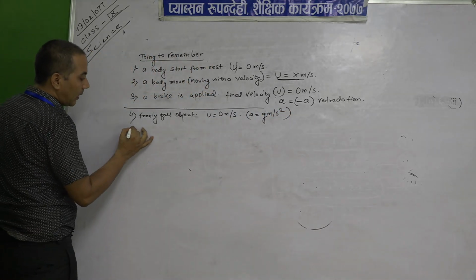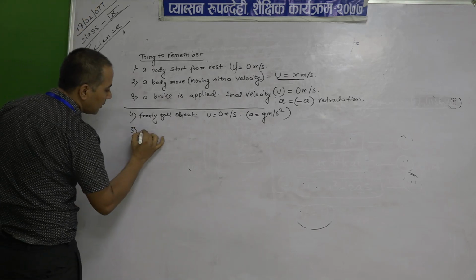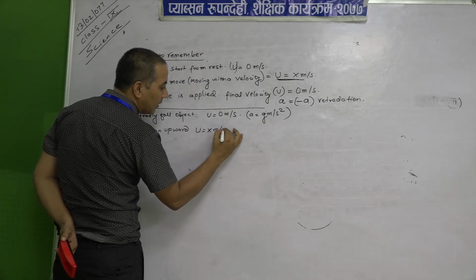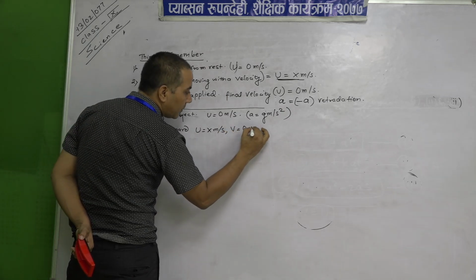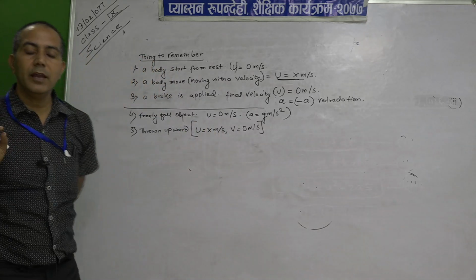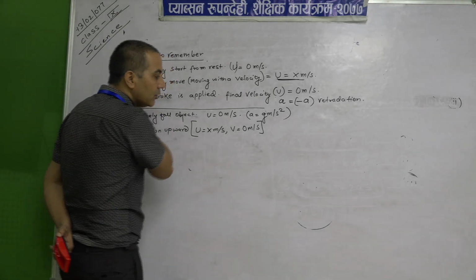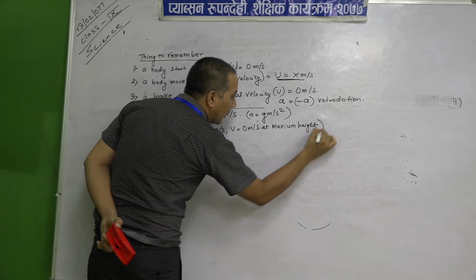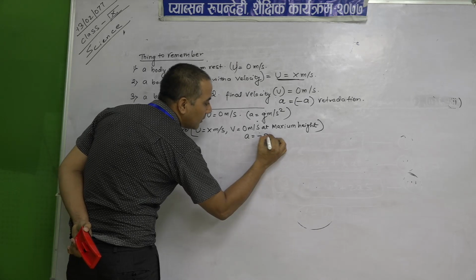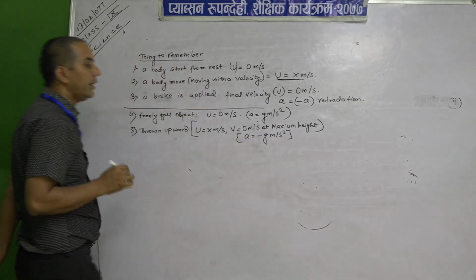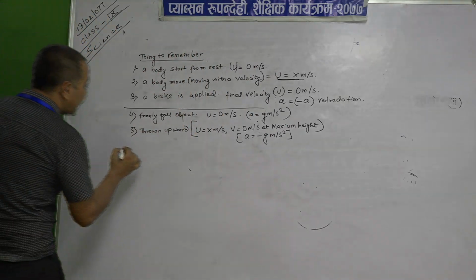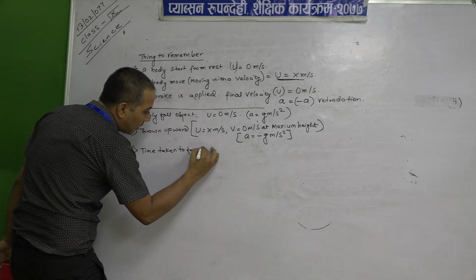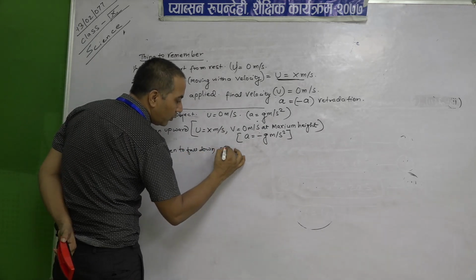Okay. Then the next one, when it is thrown upward, u equals x meter per second, and v equals 0 meter per second. The given velocity will be the initial velocity, and at the maximum height the final velocity will be 0. And the acceleration, or g, will be minus g meter per second square, because it is negative while we are throwing upward. And the time taken to fall down will be 2t, okay.